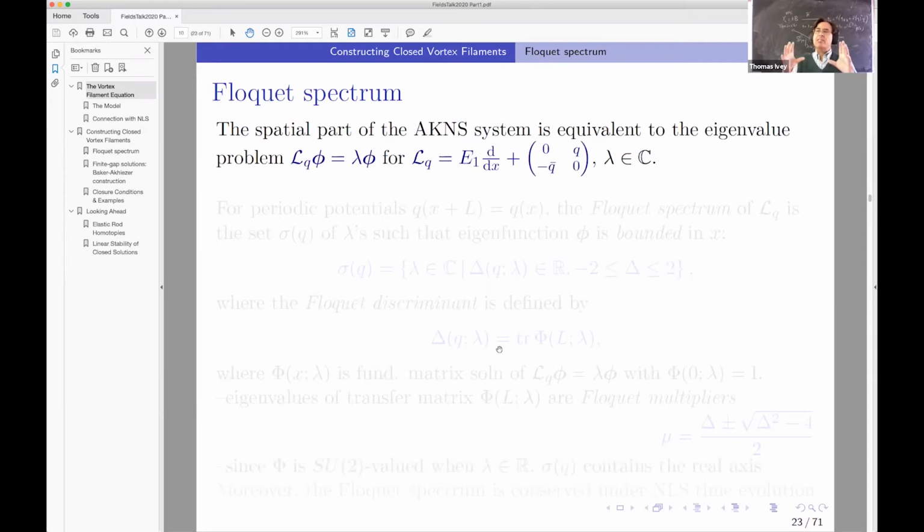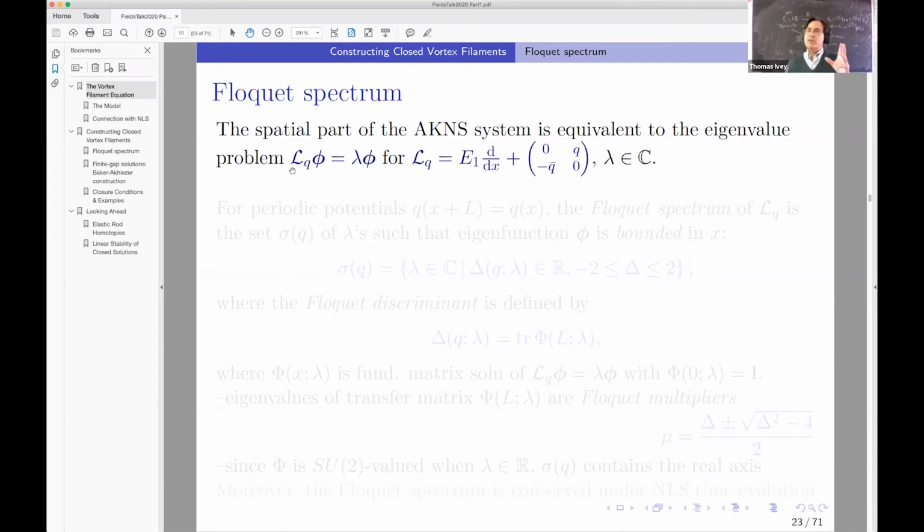Well, we can take the spatial part of the AKNS system, and remember there was that lambda in there, and I can rewrite that AKNS system, the spatial part, as an eigenvalue problem, for a certain first order linear differential operator. It's a matrix differential operator with a zeroth order part that just depends on Q. And so that spatial part of the AKNS system is equivalent to this equation.